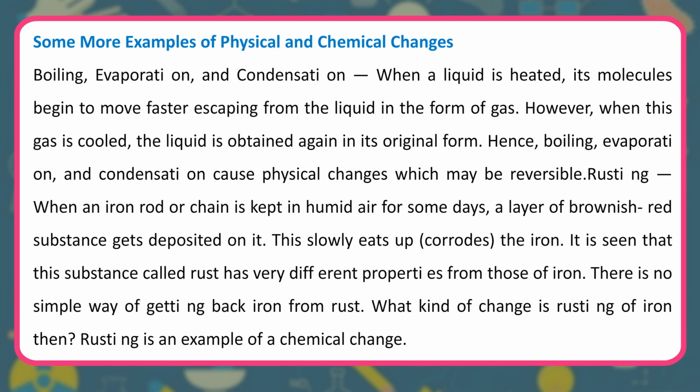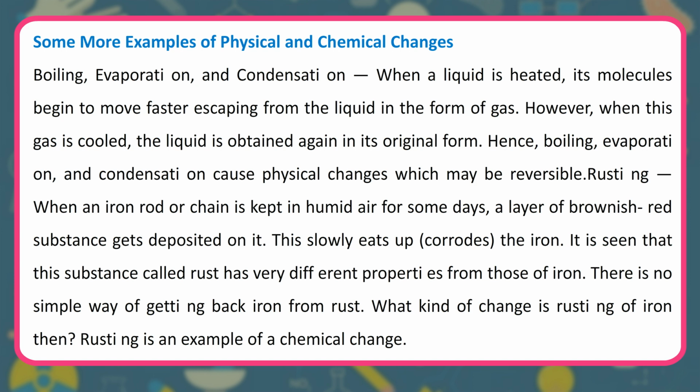Some more examples of physical and chemical changes. Boiling, evaporation, and condensation. When a liquid is heated, its molecules begin to move faster, escaping from the liquid in the form of gas. However, when this gas is cooled, the liquid is obtained again in its original form. Hence, boiling, evaporation, and condensation cause physical changes which may be reversible.